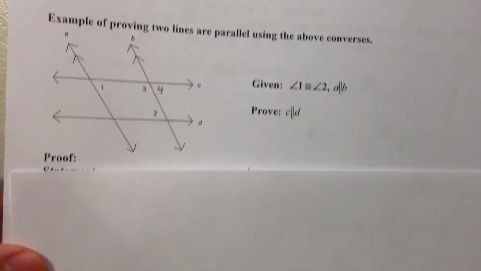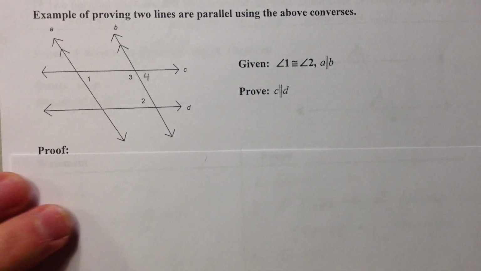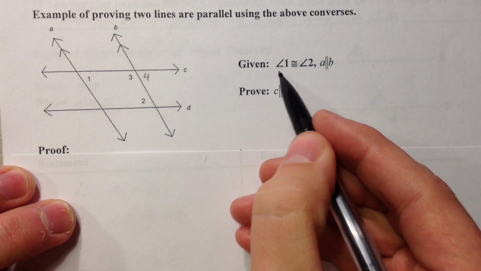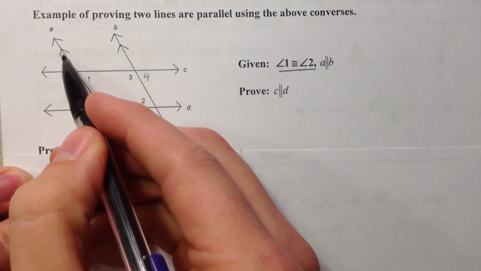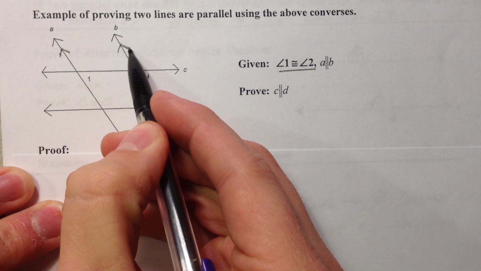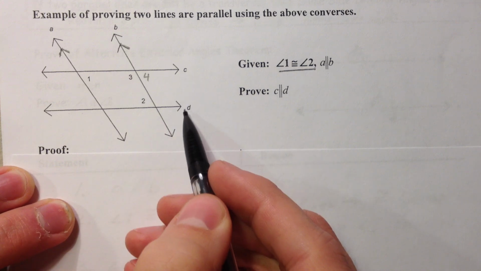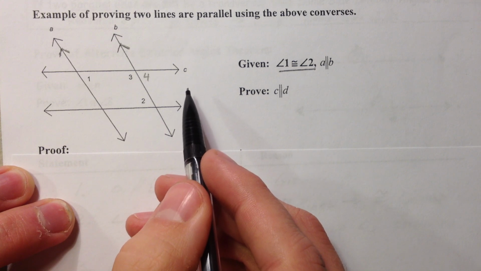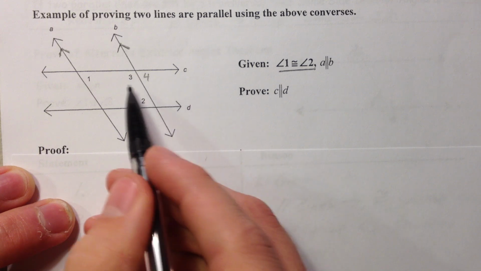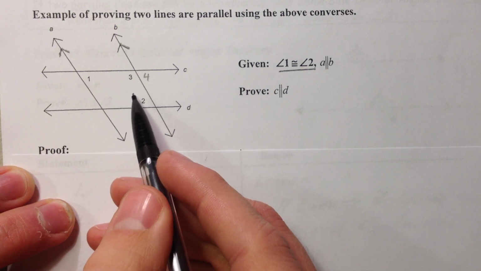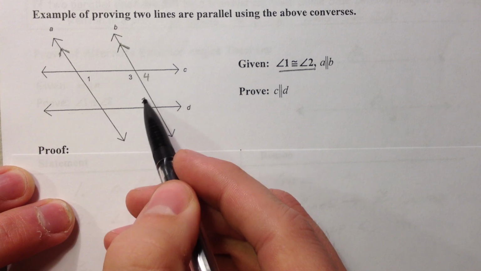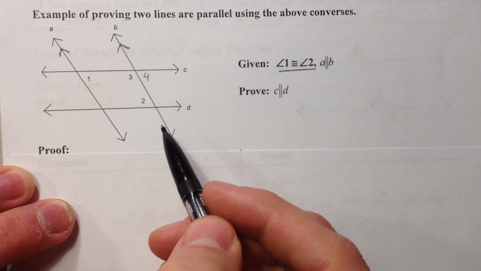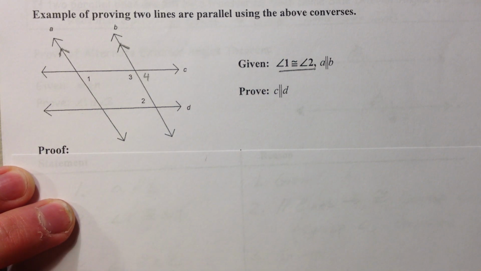So let's try another. We've been given that angle 1 is congruent to angle 2, and we've been given that A is parallel to B. So we've got the arrows on A and B, but we don't know that C is parallel to D. So be careful not to say, oh, C is parallel to D, so these must be supplementary. Don't know. And we don't know that 4 and 2 are congruent, because that's what we're trying to prove, that they're the same.